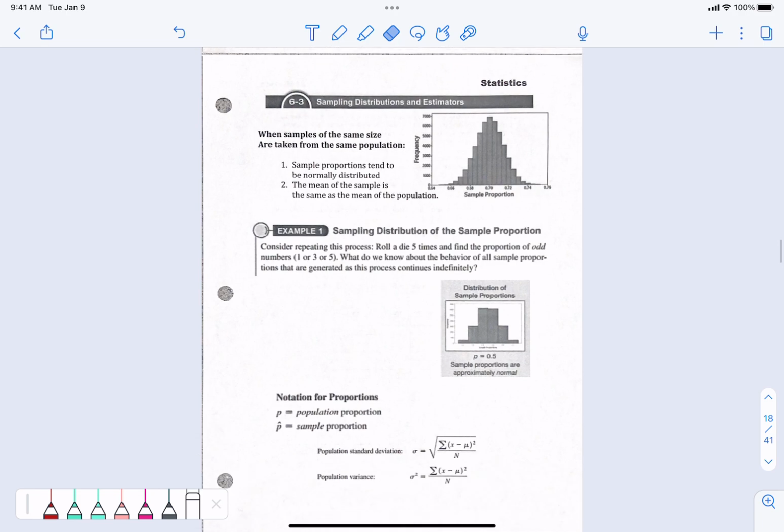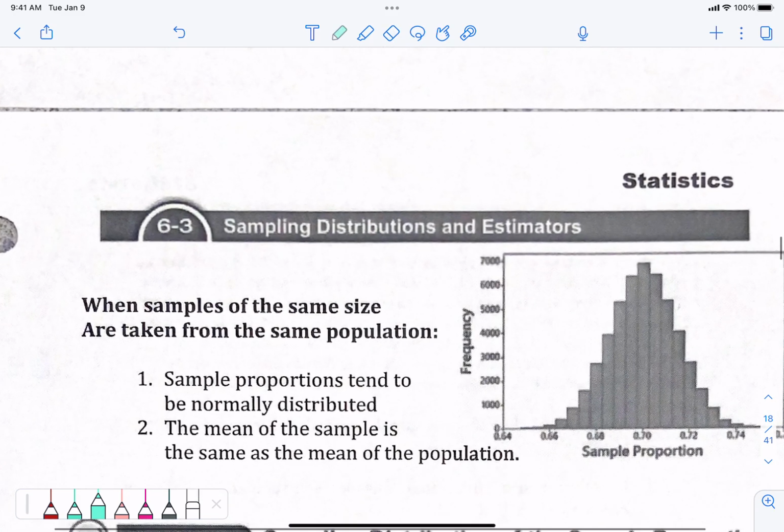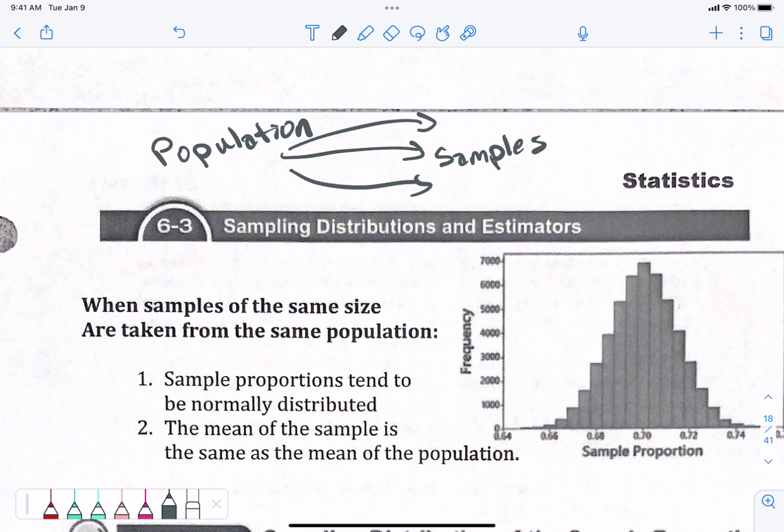We are doing 6-3 notes. Here we go. This is what 6-3 is in a nutshell. The reason why we do statistics is because we want to be lazy, in a sense. You have a population, and then you have samples out of that population. A lot of times you'll pull a ton of samples out of a population, do the statistics with those samples, and then compare that data.